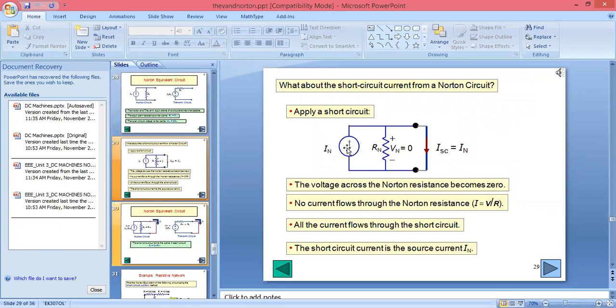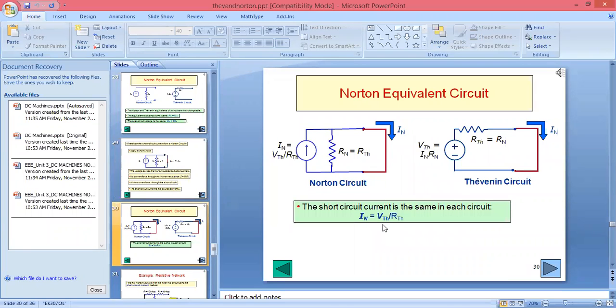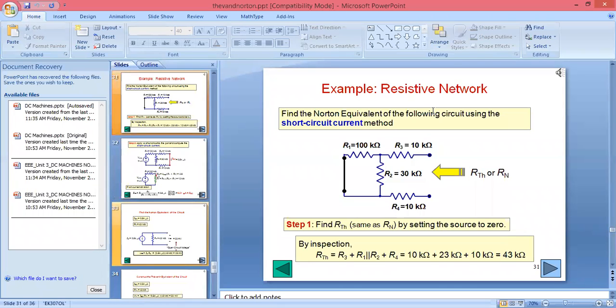So what about the short circuit current from the Norton circuit? If we make the load a short circuit, the voltage across the Norton resistance becomes zero. So we can say there will be no current flow through the Norton's resistance. All current will flow through the short circuit. So if we have the Norton circuit, we can convert that into a Thevenin equivalent circuit, and if there is a load, we can connect that load at the output. We can solve one example, so you will get the idea.